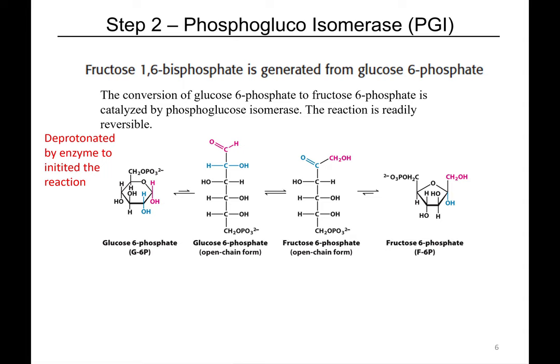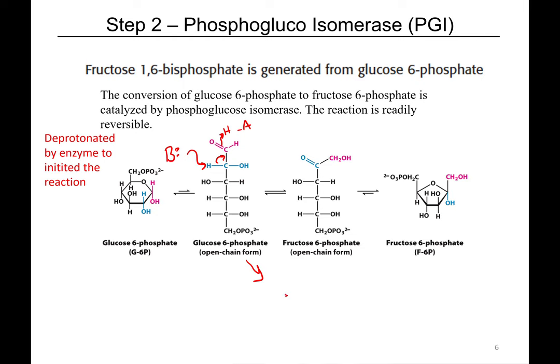The idea here is that we need to be in the linear form, right? So it's easiest to visualize this in the linear form. In fact, it's not possible to do the mechanism without being in the linear form. And the idea is simply that we have a general base in the active site that will deprotonate carbon 2 if we start with the aldehyde. In this case, we are. This moves the electrons up to the bond between C1 and C2, and then we have a general acid up here, which will allow us to pick up a proton, yielding this ene-diol intermediate, right?